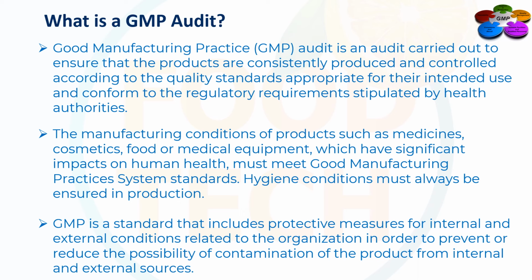So friends, let us come back to the GMP audit. As the line goes, a GMP audit is an audit carried out to ensure that the products are consistently produced and controlled according to the quality standards appropriate for the intended use and conform to the regulatory requirements stipulated by the health authorities. This was the theoretical way, but I would like to explain in simple language that whatever you produce, whatever you process, needs to be processed to quality standards which are established earlier.